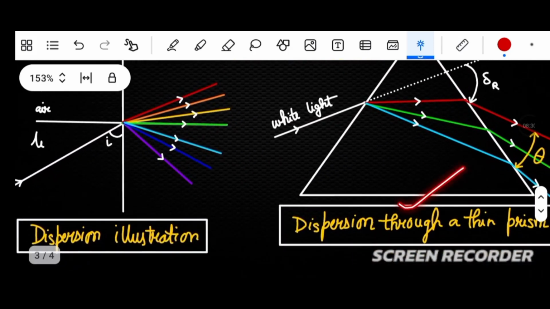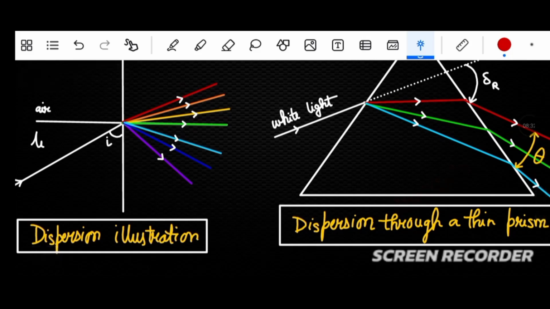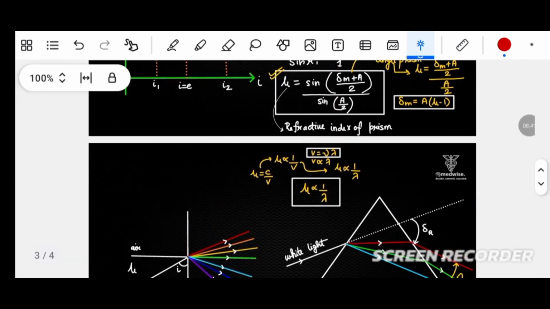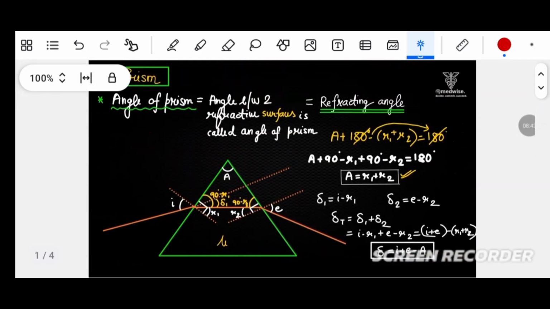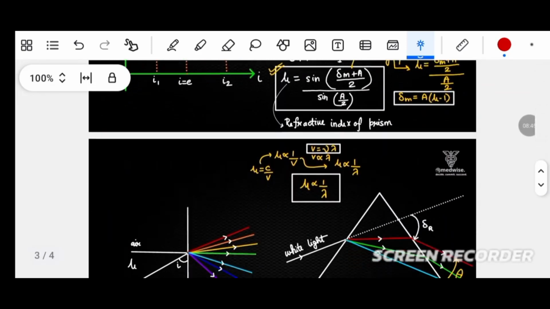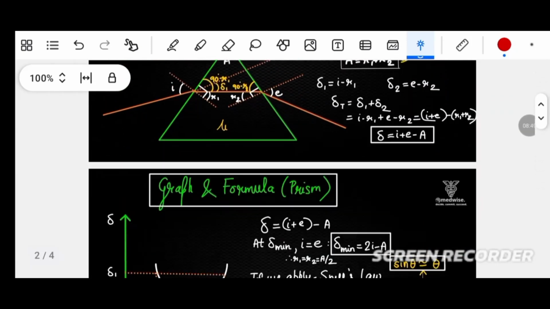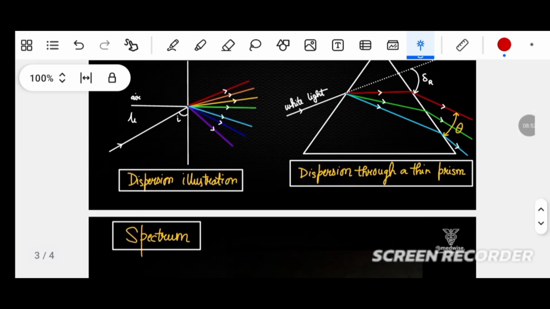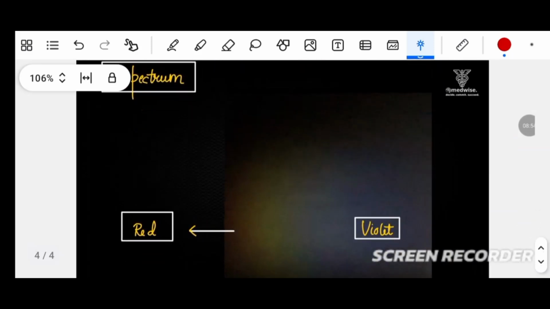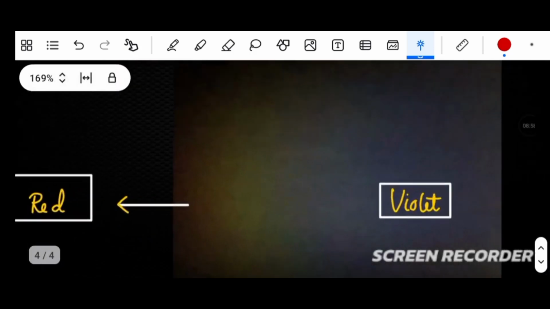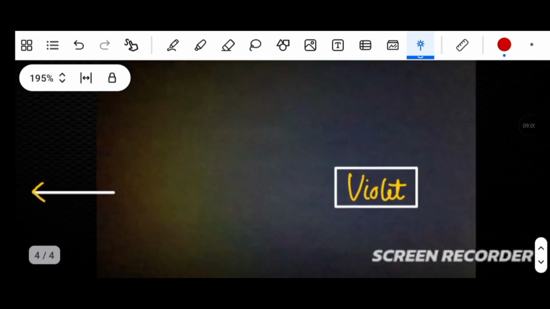And this is how the experiment was done: dispersion through a thin prism. We are using a thin prism here. Try to understand, thin prism means the refracting surfaces are very thin, because otherwise the experiment will have a different conclusion, I mean result. So okay, you have completed the entire prism part as far as theory is concerned, and I will show you the spectrum which you saw in the experiment. This one you saw in the video itself, and I have brought a screenshot here.